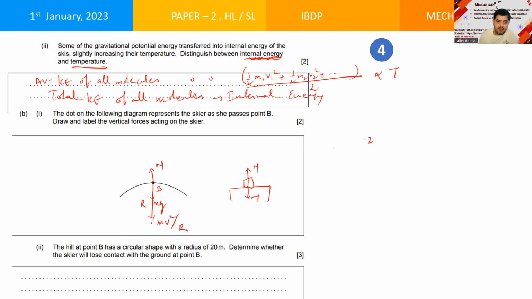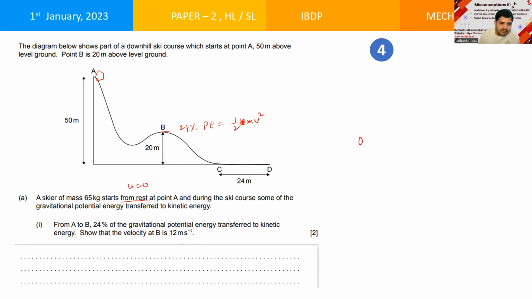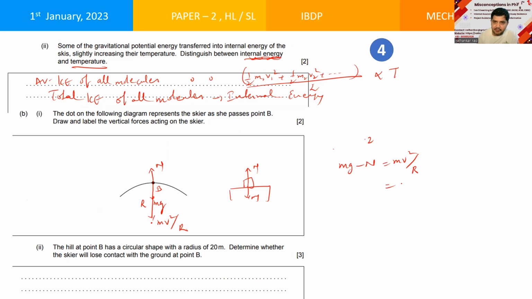So let us write down the equation. The particle is going downwards, so I will write mg minus N is equal to mv squared divided by r. What has been given here? We already found out the velocity at point B was 12 meters per second. What is the mass of this skier? The mass is 65 kg.